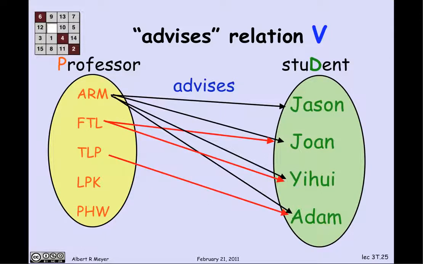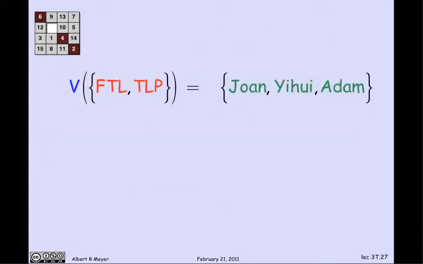So if I look, in particular now, at the advisees of FTL or TLP, I'm looking at V of the set consisting of FTL and TLP, and it's going to be Joan, Ihui, and Adam. So taking the image of FTL and TLP, that's the set of advisees of either of those 2 professors, I get this set of 3 students, Joan, Ihui, and Adam. Well, that's a set of students, and the registered relation applies to a set of students, so let's do that.